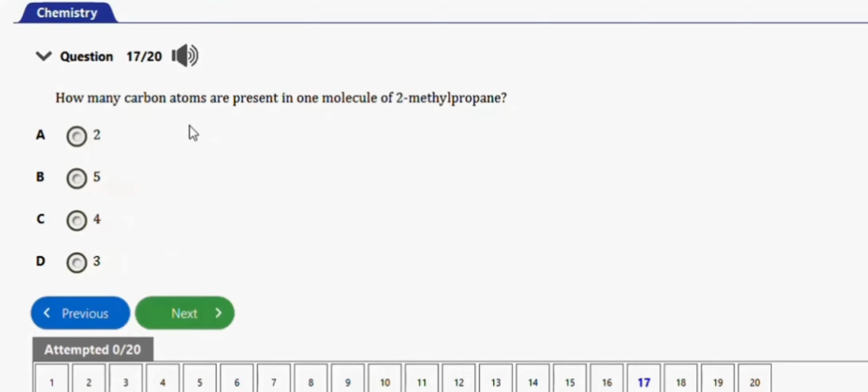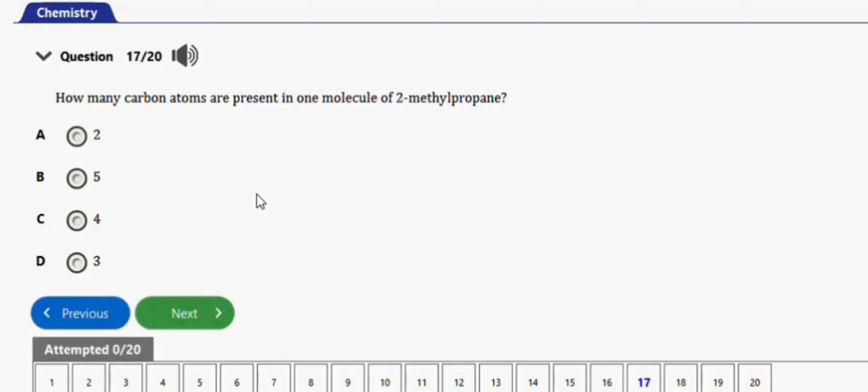It says, how many carbon atoms are present in one molecule of 2-methylpropane? So guys, the number of carbon atoms will be 4. I have already expressed this on paper here, so the right answer will be option C, which is 4.